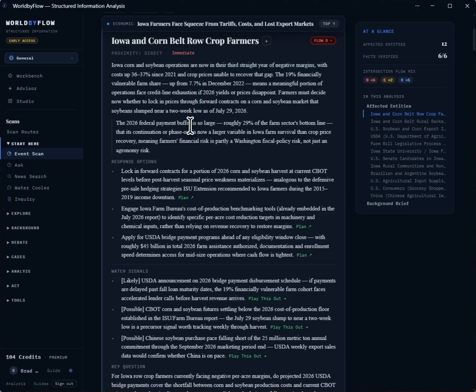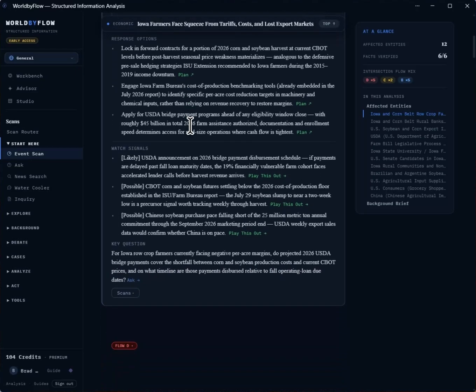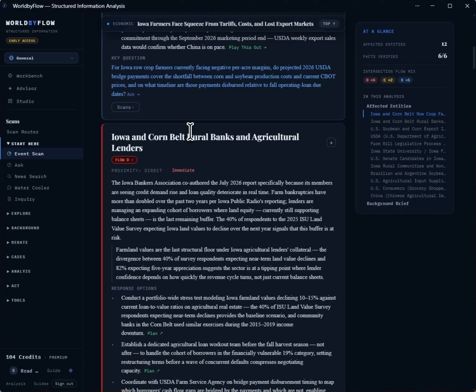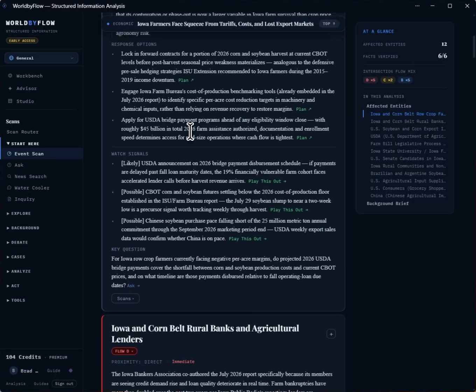Then, what would tell you it is moving. Specific and checkable, not a prediction. Near the end, what it could not establish. Do read this section. A tool that never admits a gap has simply stopped checking.